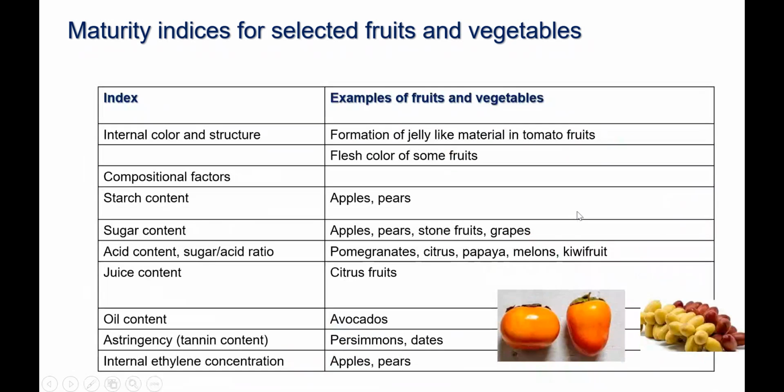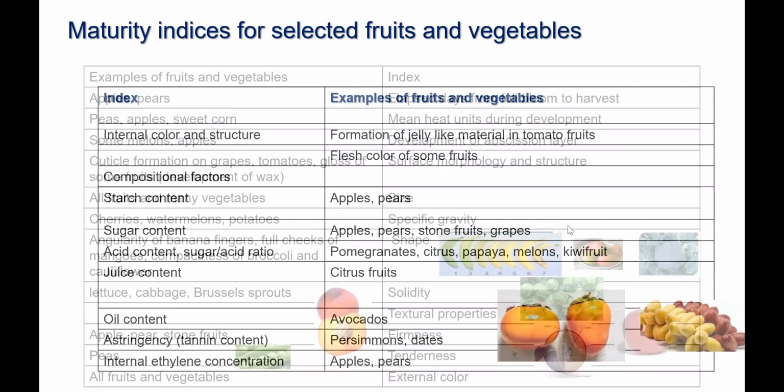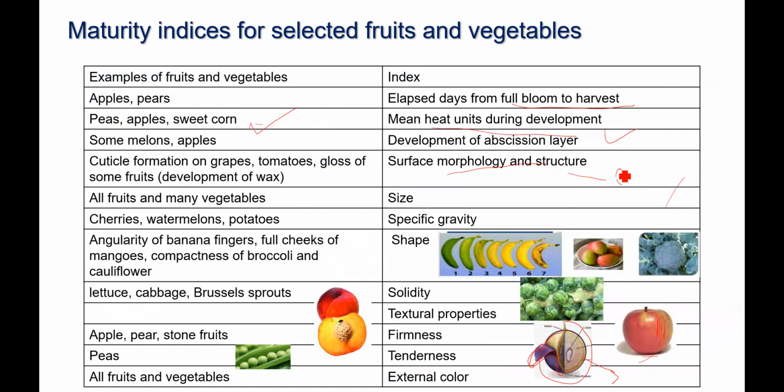Then size, as I said, for example mango. The size of this mango changes from a small raw mango to a big shape, and then the shape also changes. So size also changes, shape also changes. Like this banana is curved now, and this curvedness keeps increasing. So the shape is changing too.